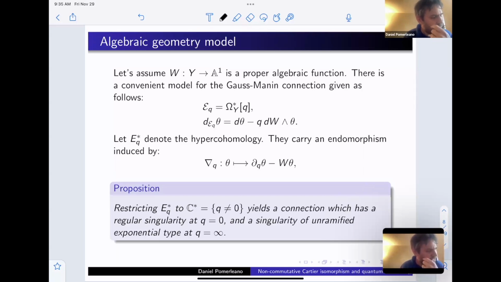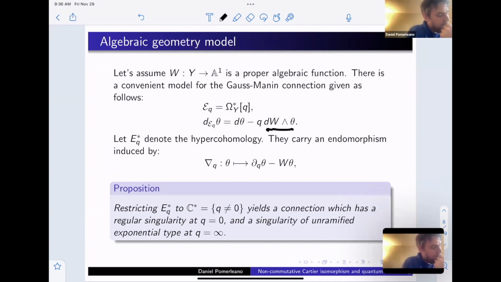So if one starts with a proper algebraic function, which is generally thought to be the mirror of a Fano variety with a smooth anti-canonical hypersurface, then there's a convenient model for the Gauss-Manin connection, which starts with the following complex. You take the de Rham complex and you deform it by wedging with d of the derivative of your function.